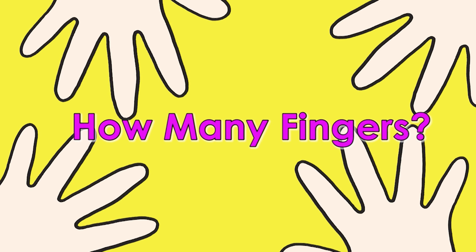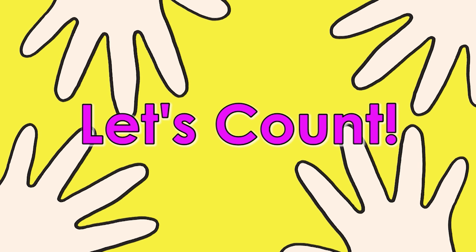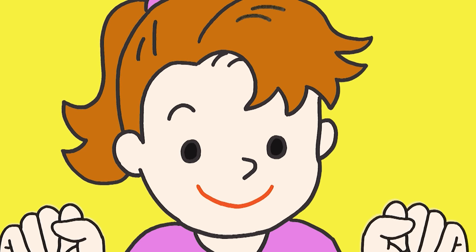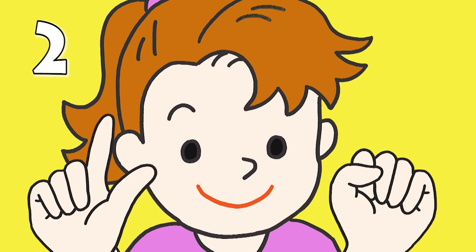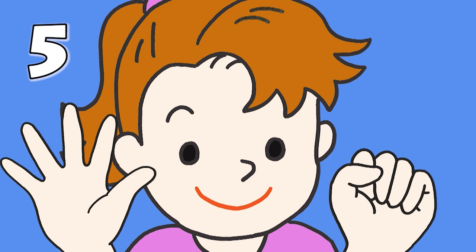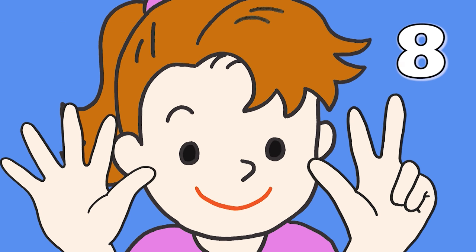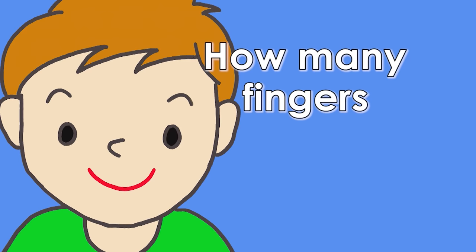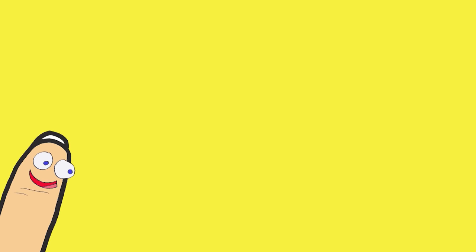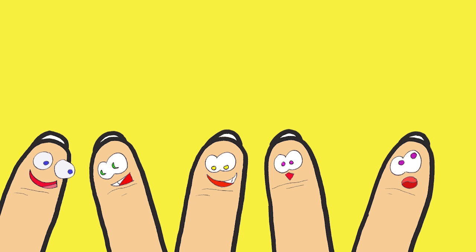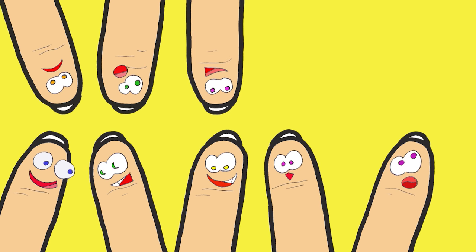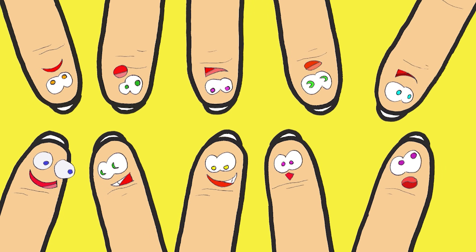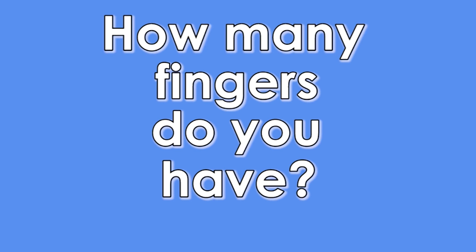How many fingers do you have? Let's count. How many fingers do you have? One, two, three, four, five, six, seven, eight, nine, ten. Let's count them again. How many fingers do you have? One, two, three, four, five, six, seven, eight, nine, ten. Now this is the end. How many fingers do you have? I have ten fingers.